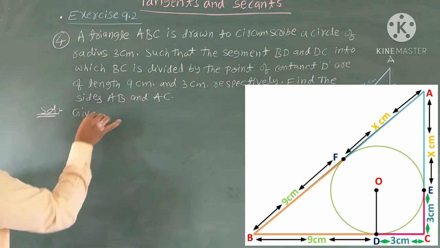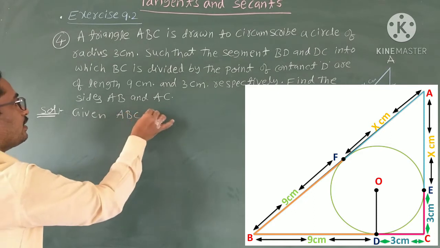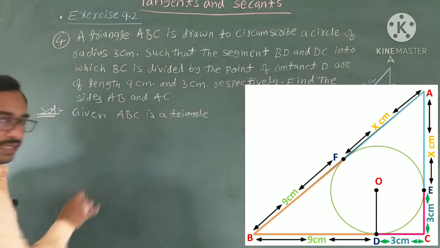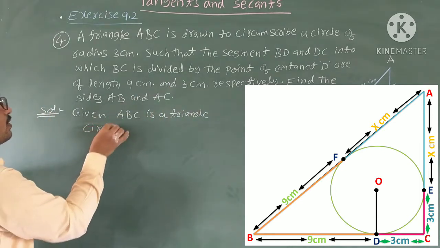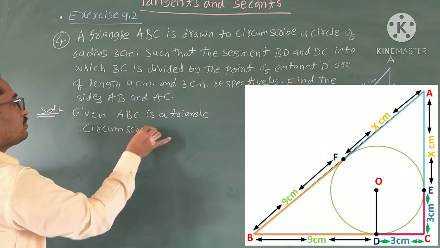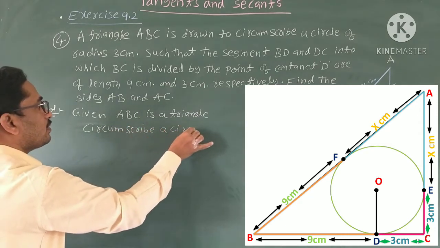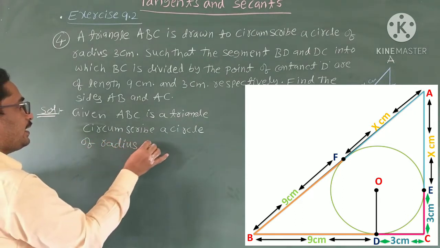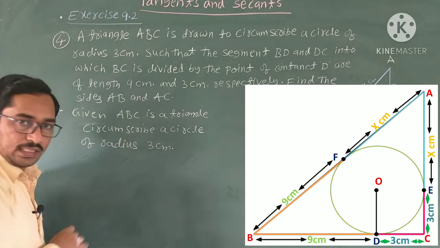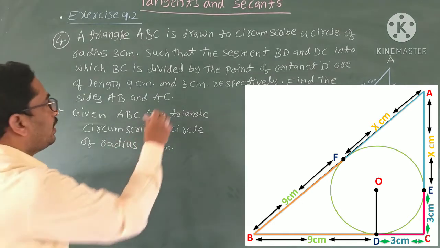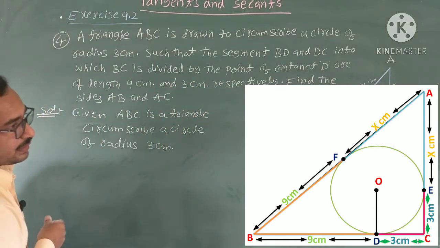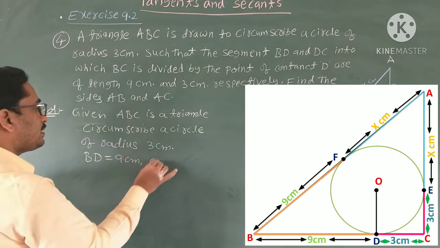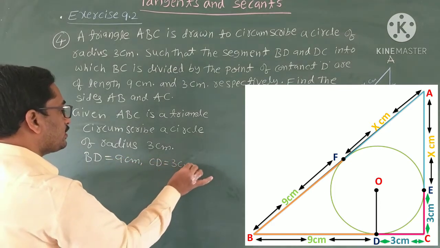Given: ABC is a triangle circumscribing a circle of radius 3 centimeters. And what is given? BD length, DC length: BD equals 9 centimeters and CD equals 3 centimeters. It is given in the question.